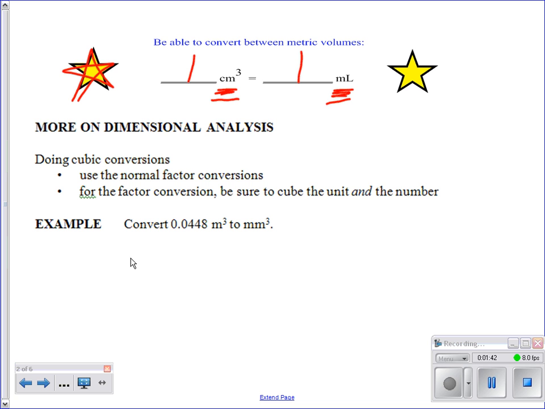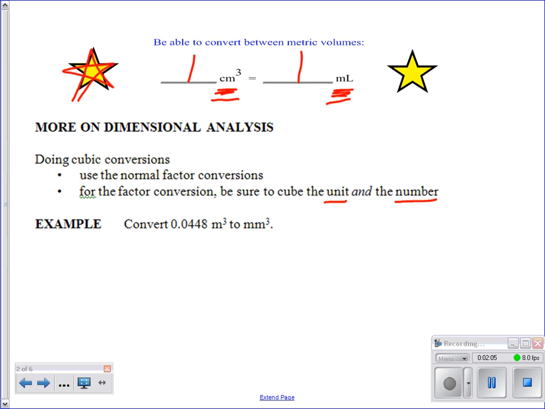Also, we're going to look at how we go about using cubic conversions. So if we're talking about volume, you've got a length cubed, how are you going to do those conversions in your problem? And here's a little reminder that not only do you have to cube the unit, you're also going to have to cube the number. And that'll make sense when we go through these.